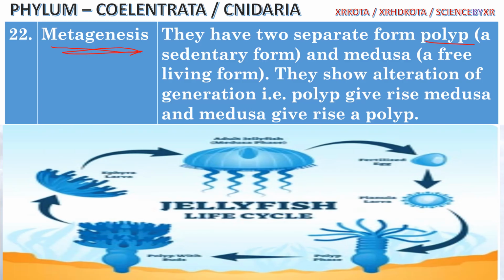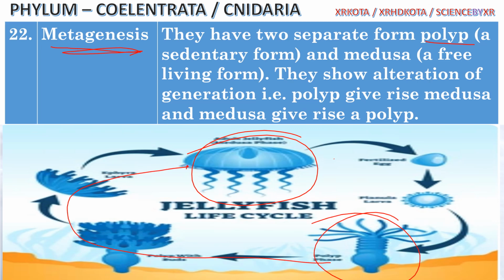The polyp is a form found attached to the surface, and the medusa is a free-living, free-floating form, which keeps floating and moving from one place to another. So this is the medusa and this is the polyp. The polyp gives rise to the medusa and the medusa gives rise to the polyp. So there is an alternation of generations, and this stage is also called metagenesis, where one individual shows two different independent forms. That is why the term metagenesis is given.